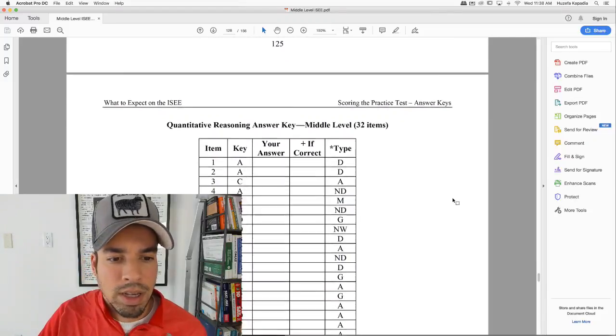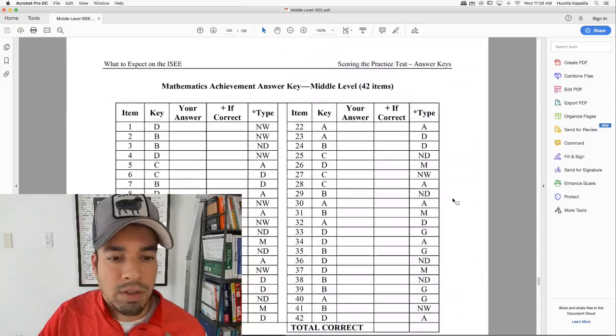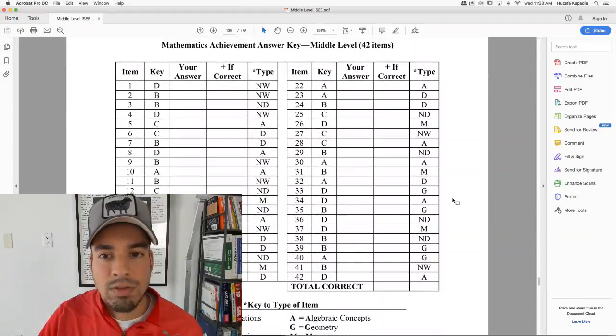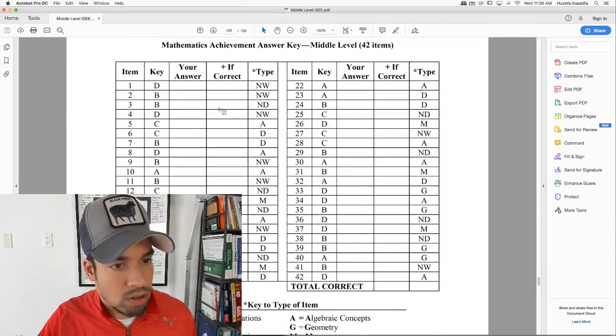This is a guide called What to Expect on the Middle Level ISEE, and this is where I'm pulling this from. So it's free. You can search for it and download it.